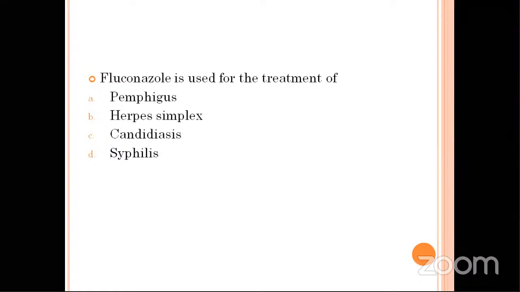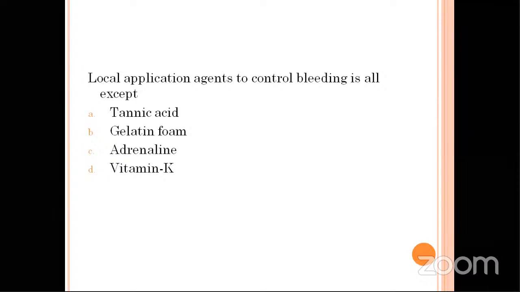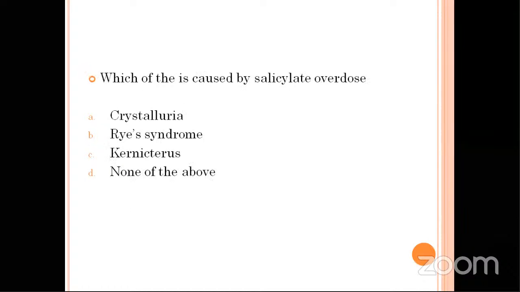Fluconazole is used for the treatment of candidiasis. Okay. Combination chemotherapy is used in tuberculosis in order to reduce drug resistance. Local application agents to control bleeding are all except vitamin K. That's not a local application agent. It is given in injection form.